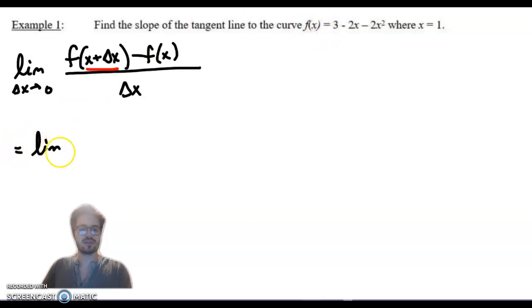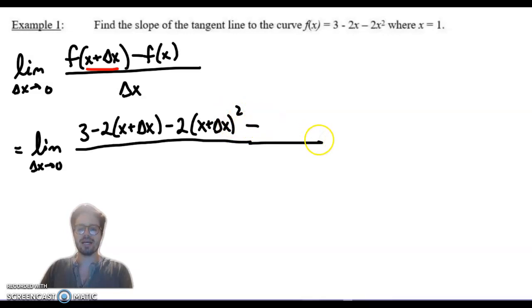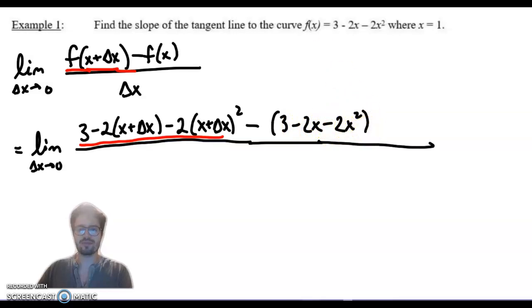So this is equal to the limit as delta x approaches 0 of, if I plug all that into this function, I have 3 minus 2 times x plus delta x minus 2 times x plus delta x squared, minus that whole function. So this part is the part in red, minus 3 minus 2x minus 2x squared. And all of this is over delta x.